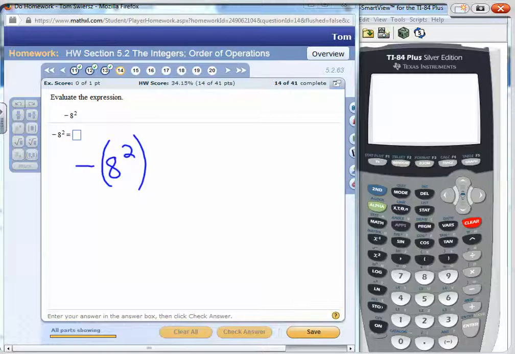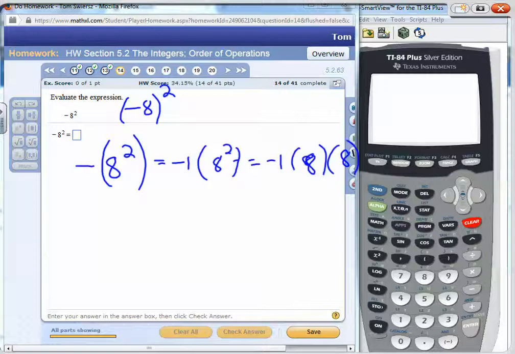negative 8, because in order for the base to be a negative 8, it would have to have parentheses. The negative would be included in the parentheses. So this problem is really the opposite, which is multiplying by a negative 1 and 8 squared times 8 squared, which is negative 1 times 8 times 8, which equals negative 1 times 64, which equals a negative 64.